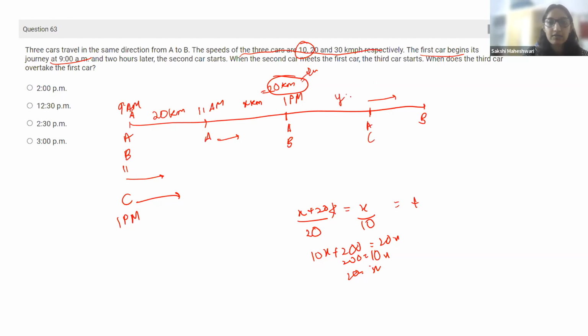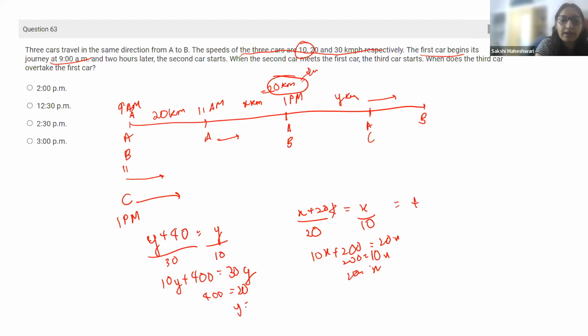So let's assume this is y kilometers and this will be y plus 40. Okay, this is 20, this is 20. So (y plus 40) by 30 equals y by 10. This is fine, and this gives you y equals 20. So this is equal to 20 kilometers. For A, it will take 2 hours again, so that is equal to 3 p.m. So they'll come together at 3.